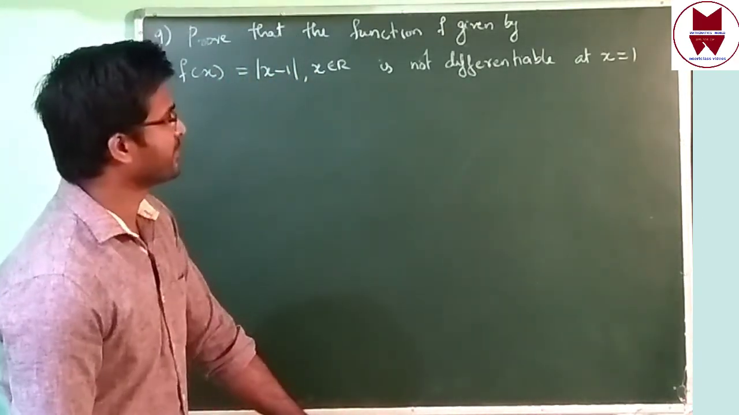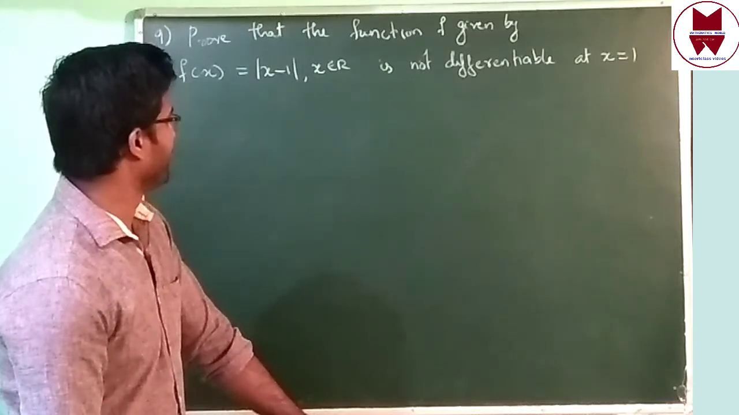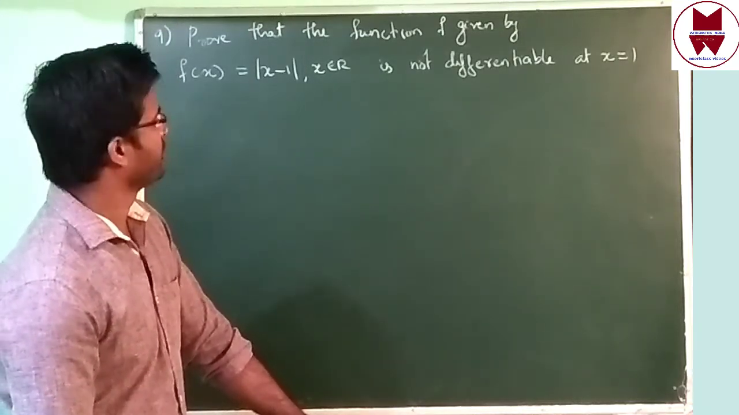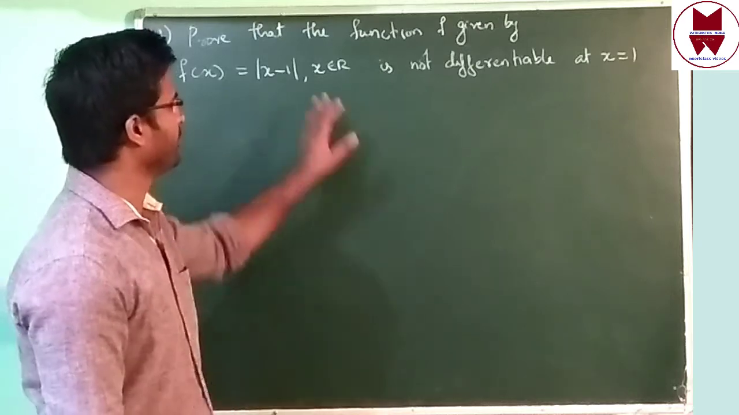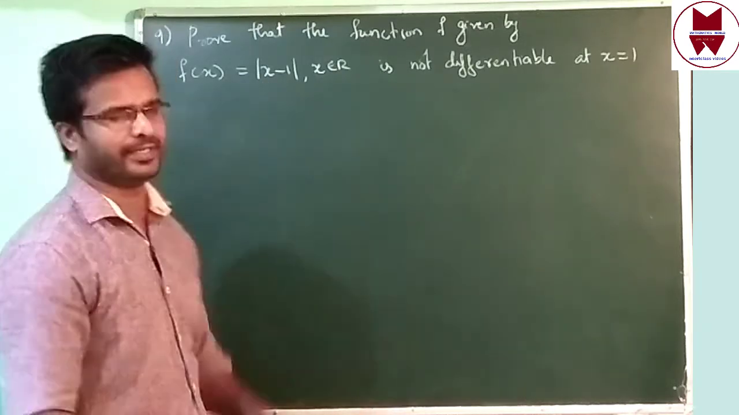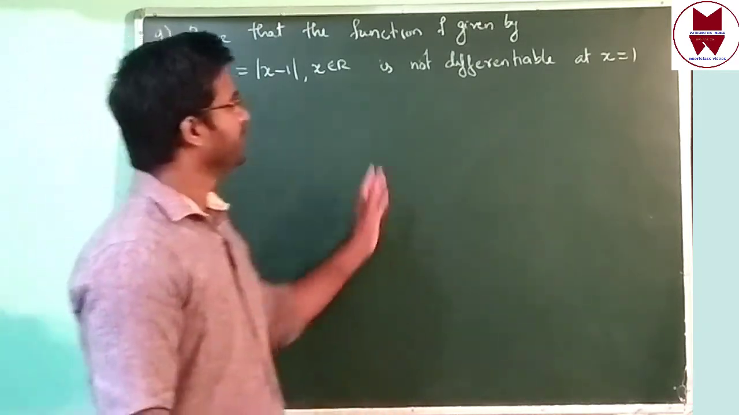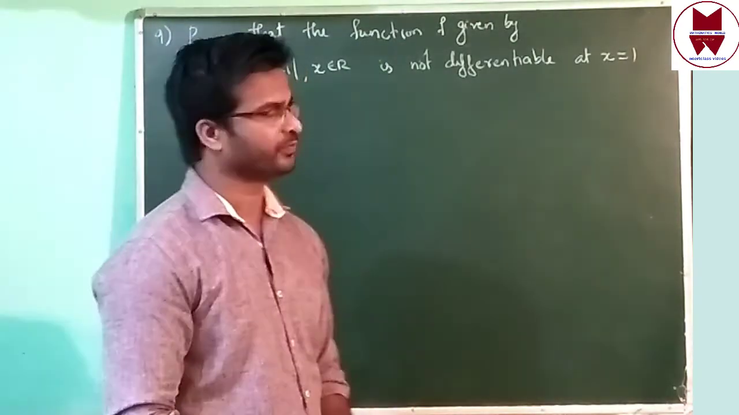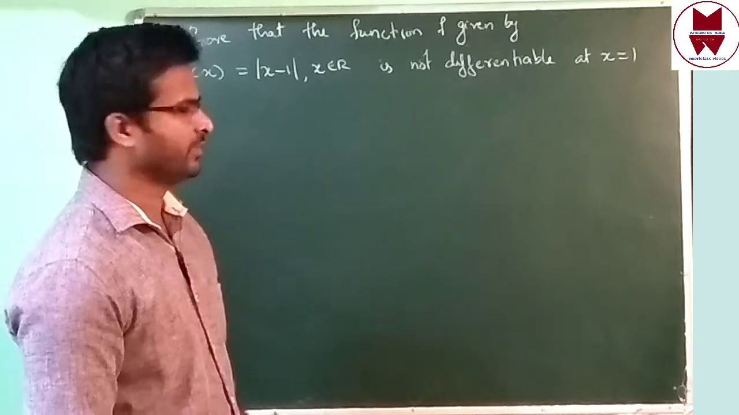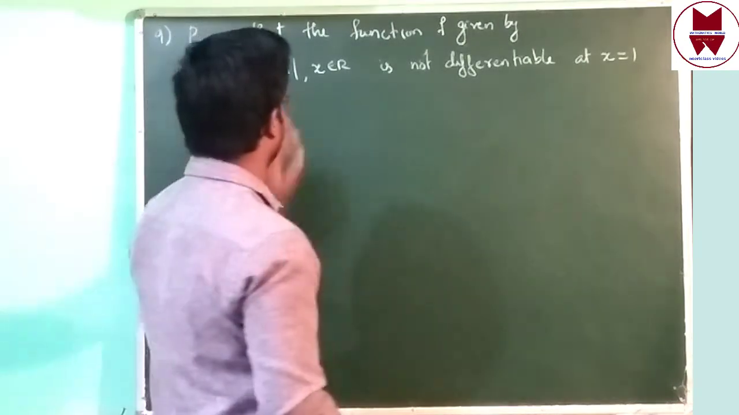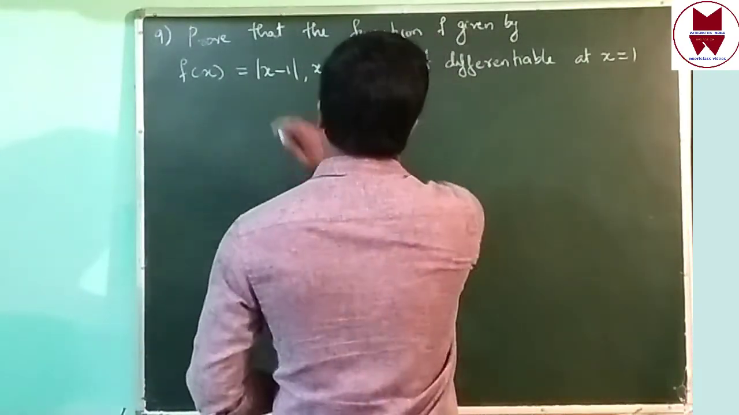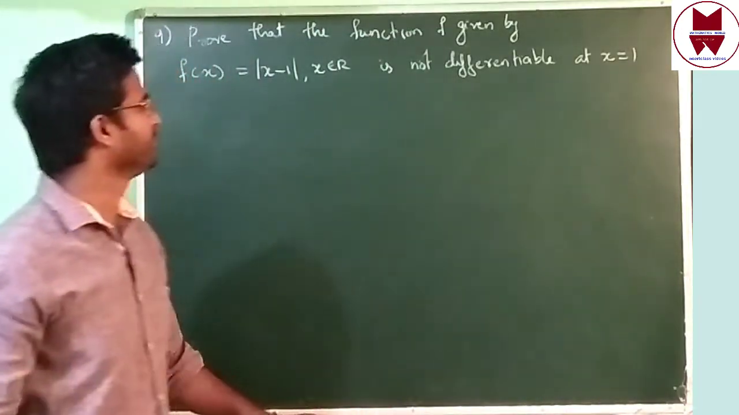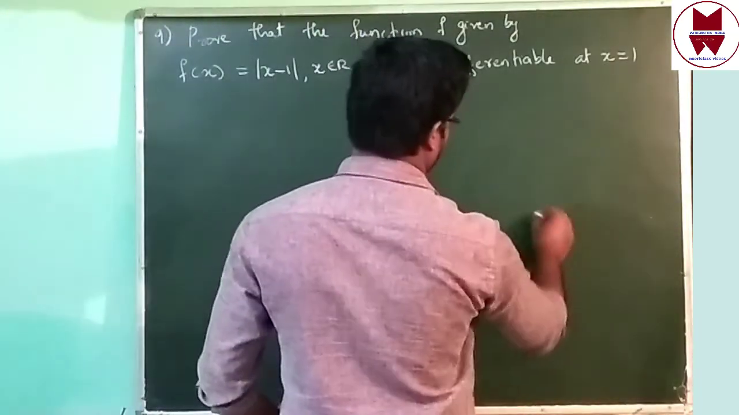Prove that the function f given by f of x equal to modulus of x minus 1, x belongs to R, here x means any real number, is not differentiable at x equal to 1. Then how can you check? Look, if you draw the graph of f of x, you will get one line.